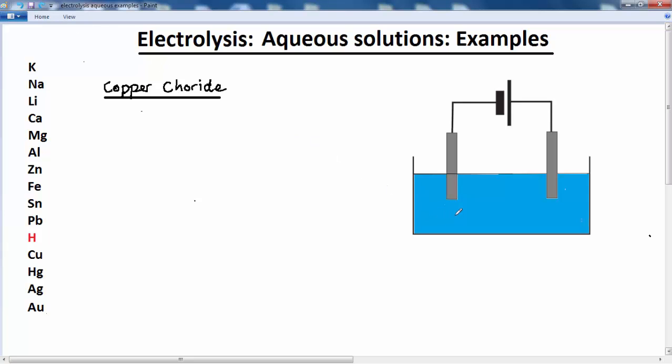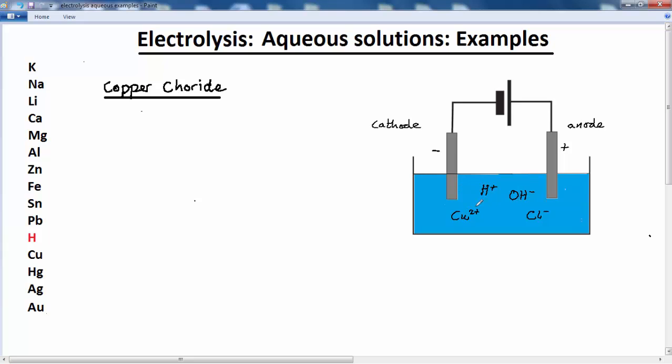So in this solution we're going to have 4 ions present. First of all we're going to have the ions from the salt, which is the copper 2+ ion and the chloride, Cl- ion, but we're also going to have the ions from the ionization of water, which will be H+ and OH-. We remind ourselves this is the negative cathode and this is the positive anode. And the cations, that's the positive ions, will be attracted towards the cathode, the anions towards the anode.